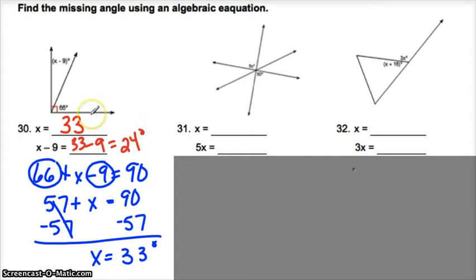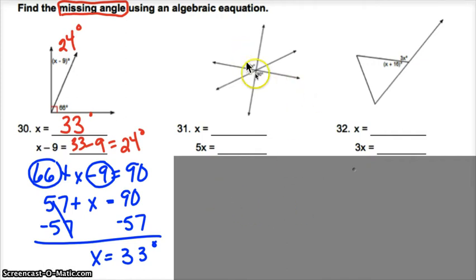And you need to know both what the value of x is and then that the angle measure is 24, because the question says find the missing angle, not just x. Okay, so if you need to pause and fix up the next two, go ahead and do that.